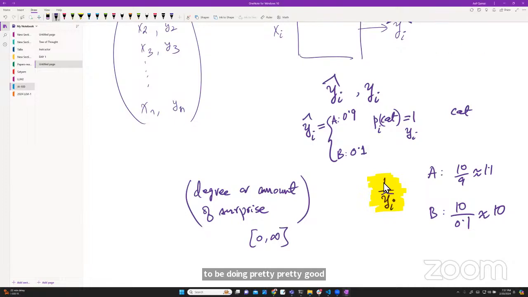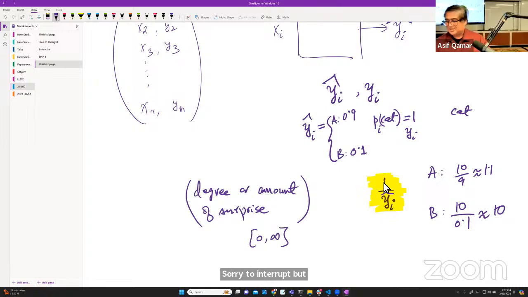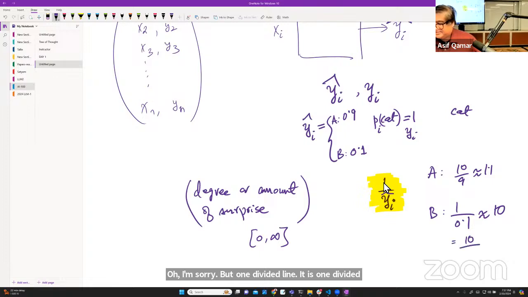And 1 over probability seems to be doing pretty good. Sorry to interrupt, but 10 divided by 0.1 is not 10. Oh, I'm sorry. It is 1 divided by 0.1, and so it becomes 10 over 1, and so 10. Right? Now it is 10. Yep, reciprocal. Thanks for pointing out the typo. No problem.